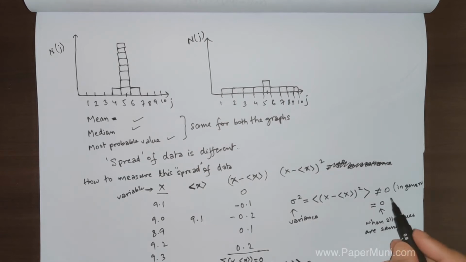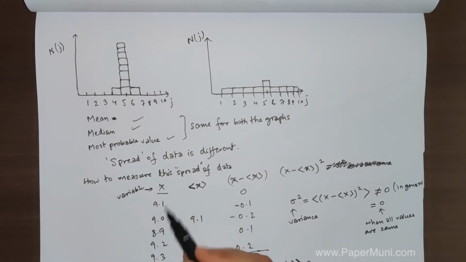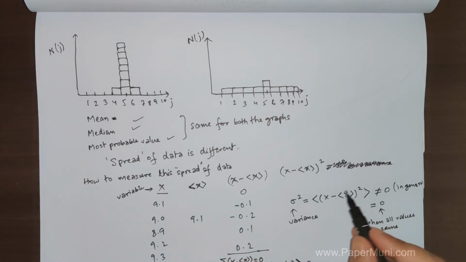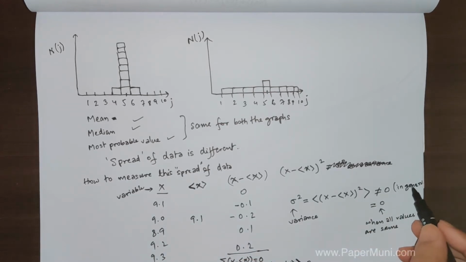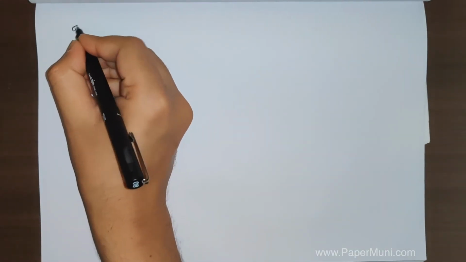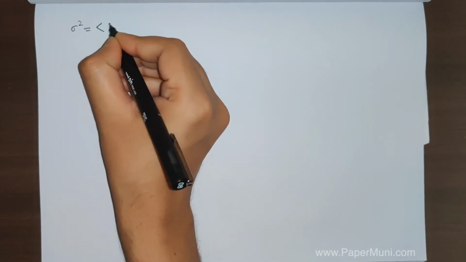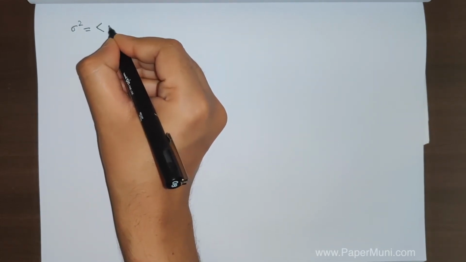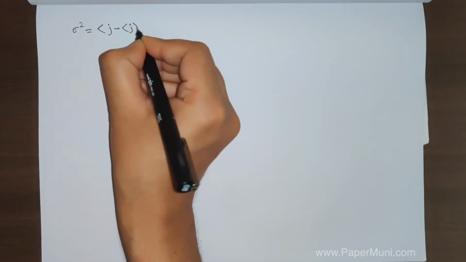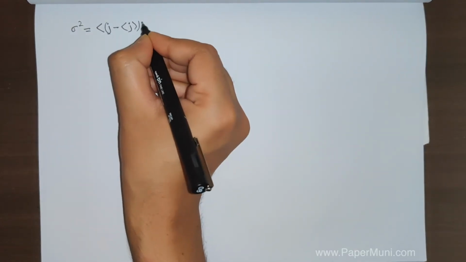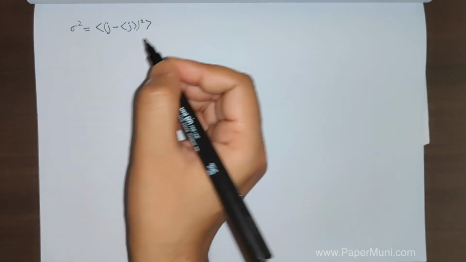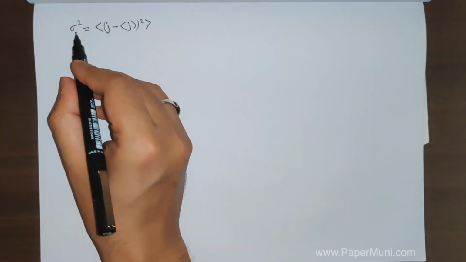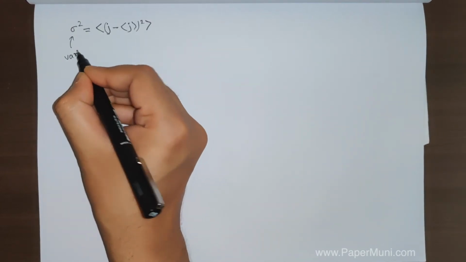So this quantity is in general not equal to 0, but it could be 0 when all the values are the same, meaning all 9 or all 10. Then only you'll get this to be 0. Otherwise, it will never be 0. All right. So we have seen that sigma square is the mean of j minus the mean of j, whole square. We take this square and the average of it, and we called this the variance.